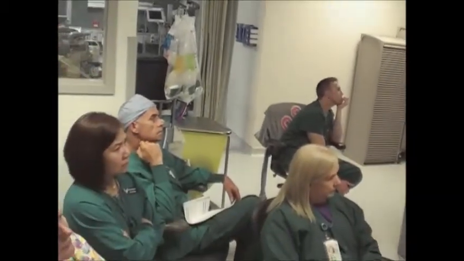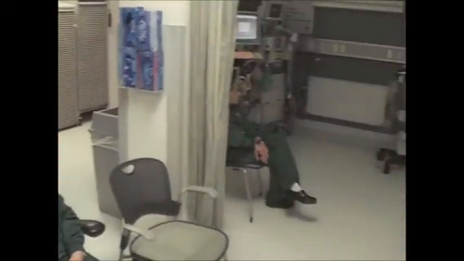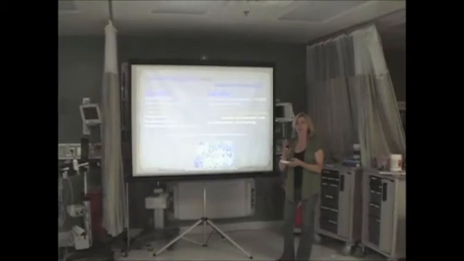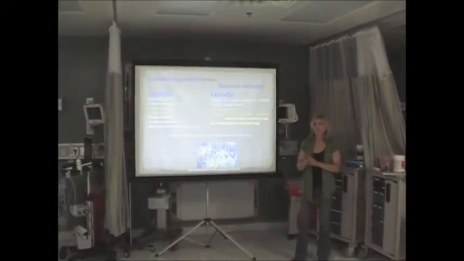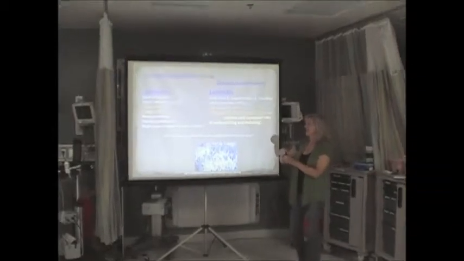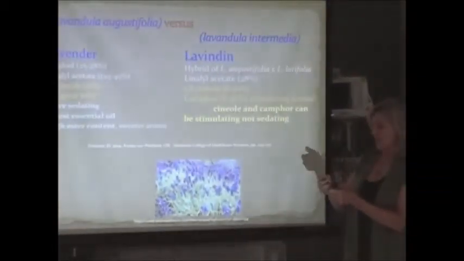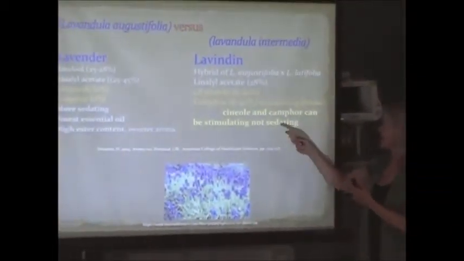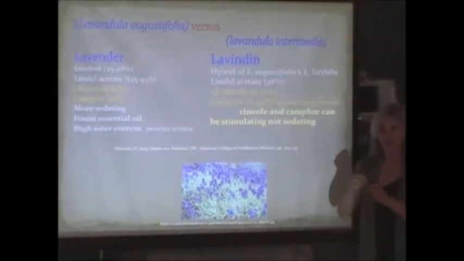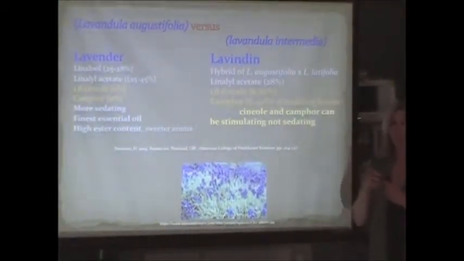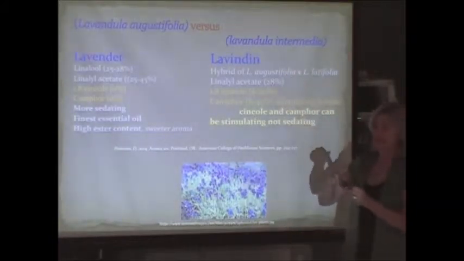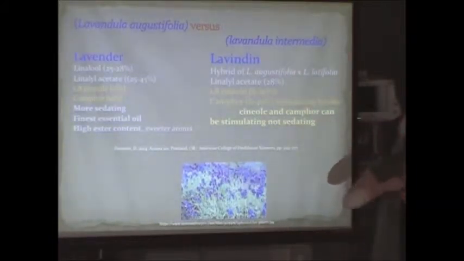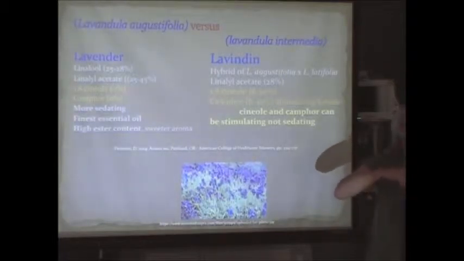This is a busy slide. So lavender and lavandin are two different species of oils with two different effects. Lavender doesn't have any camphor or 1,8-cineol in it, and that's what makes it more sedating, whereas lavandin has cineol and camphor in it. I'm going to pass around the lavender and lavandin because they're two different species. Lavandin is a hybrid of the fine lavender. See if you can smell the camphor.